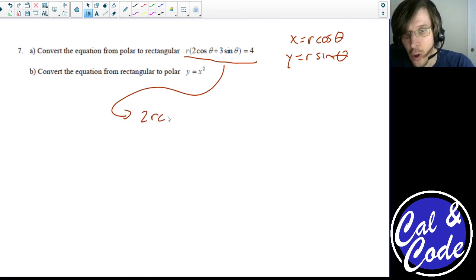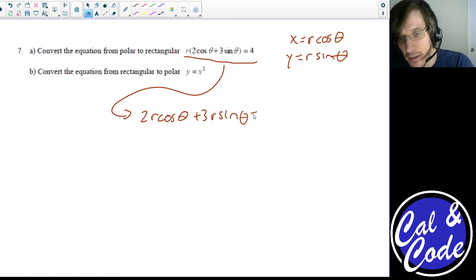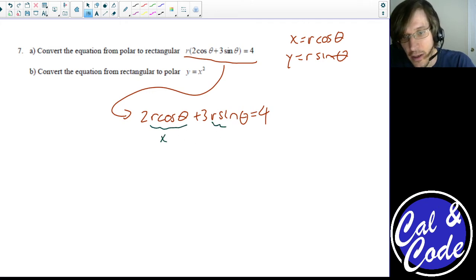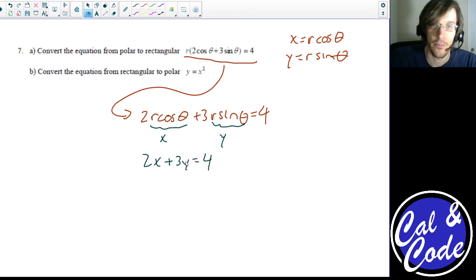So I have 2r cosine theta when I do that, plus 3r sine theta. Oh, that's really convenient for me. Now I have an r cosine theta, which is x, and r sine theta, which is y. So I have 2x plus 3y is equal to 4. So that equation right there is actually a line.